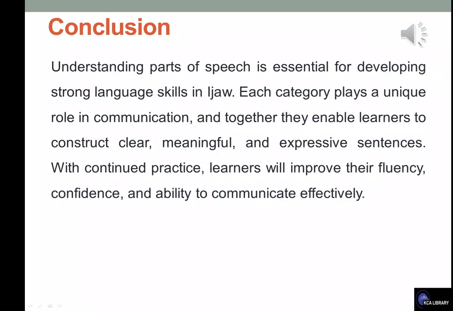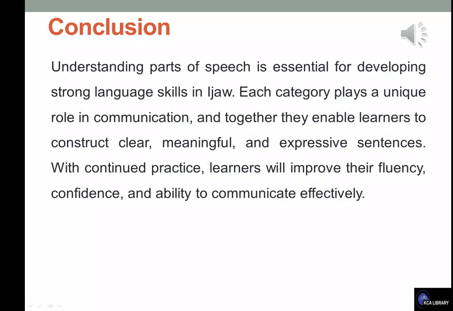Understanding parts of speech is essential for developing strong and accurate language skills in Ijaw. Each grammatical category, such as nouns, pronouns, verbs, adjectives, and adverbs, serves a specific function in sentence construction, and together they work to create clear, meaningful, and well-structured communication. A solid understanding of how these word classes function helps learners to organize their thoughts logically, choose appropriate words in different contexts, and construct grammatically correct sentences.